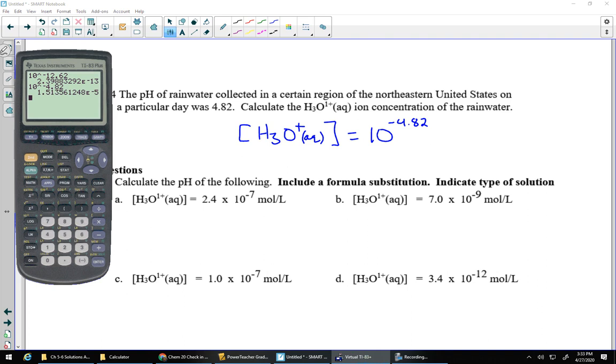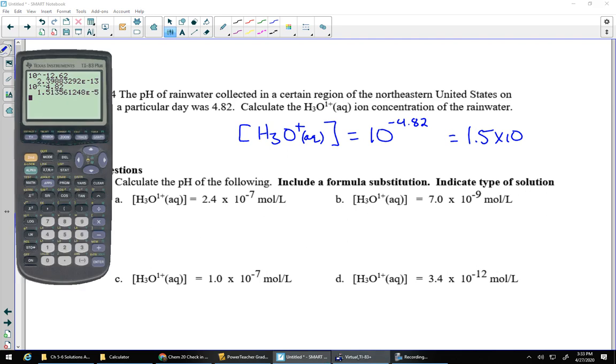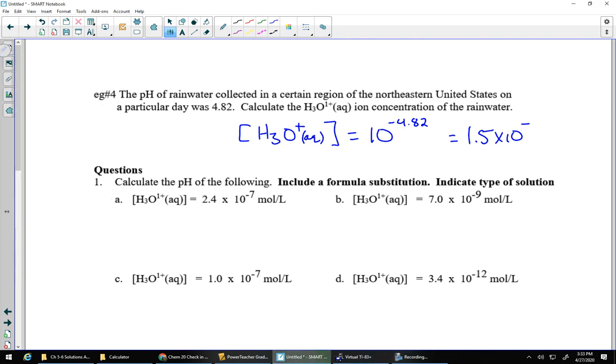Looks good. So 1.5 with significant digits, 1.5 times 10 to the power of negative 5 moles per liter. Oops, got a little messy there, but moles per liter. Nice. Okay, so things that we're going to look at here.